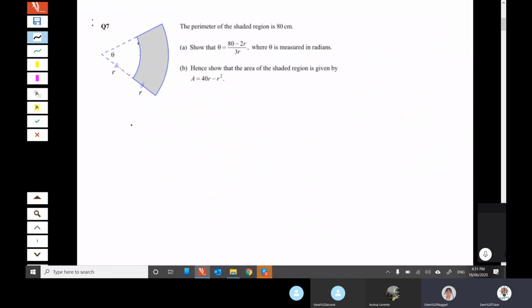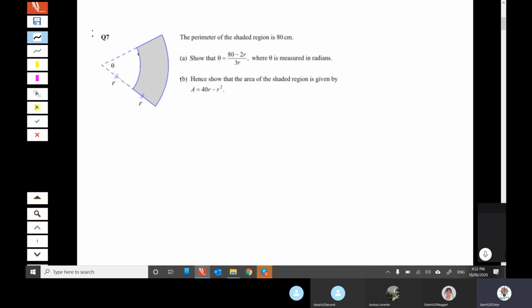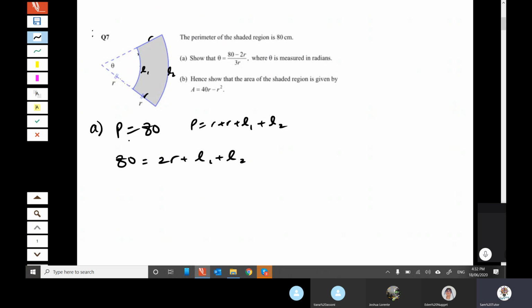All right, let's start again. The perimeter of the shaded region is 80 centimeters. So part A. We know that the perimeter of the whole thing is 80, and that would be R plus R plus L1 plus L2. So the perimeter, which is already 80, equals 2R plus L1 plus L2.